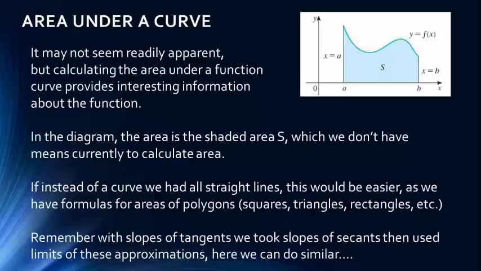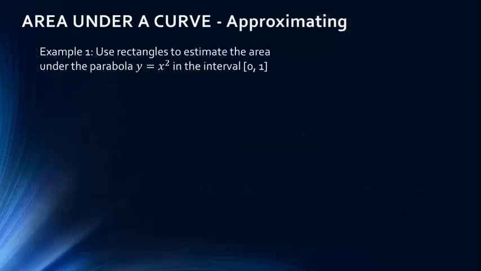Remember that with the slopes of tangents, we figured out how to do this because we knew the slope between 2 points, which was the slope of a secant, and then used the limit as those 2 points became closer and closer together. And so we're going to do something a little bit similar here. Let's look at an example, and hopefully this will make it more clear.